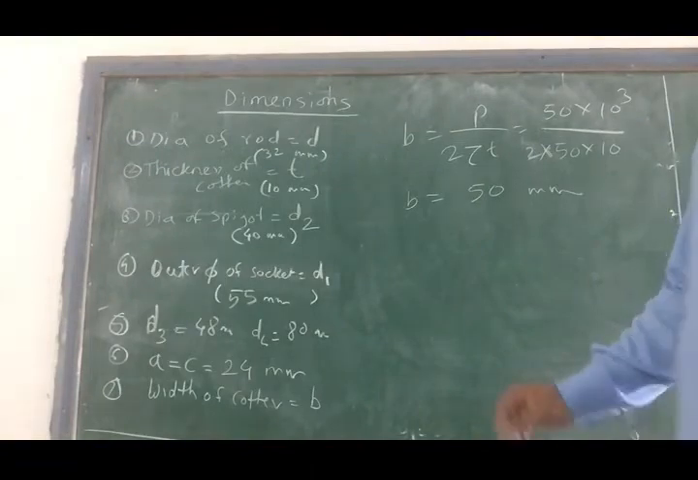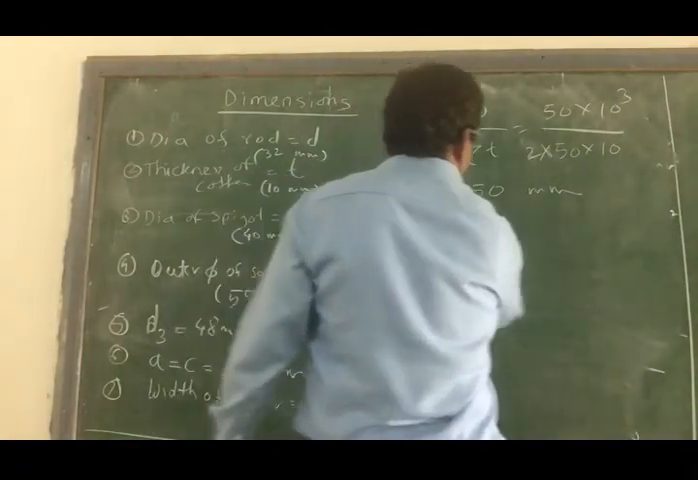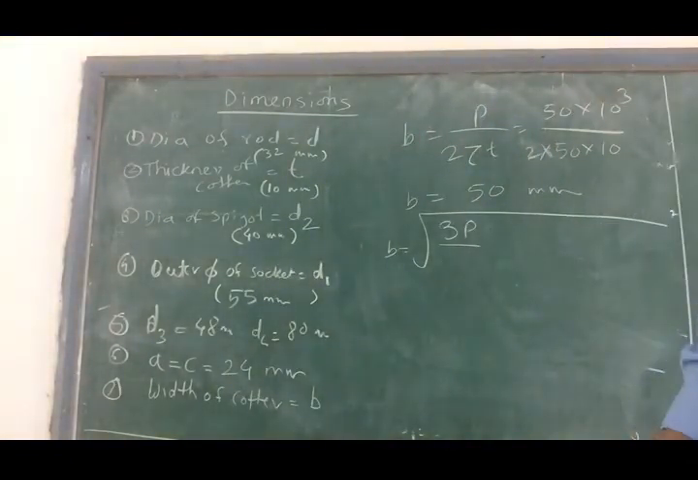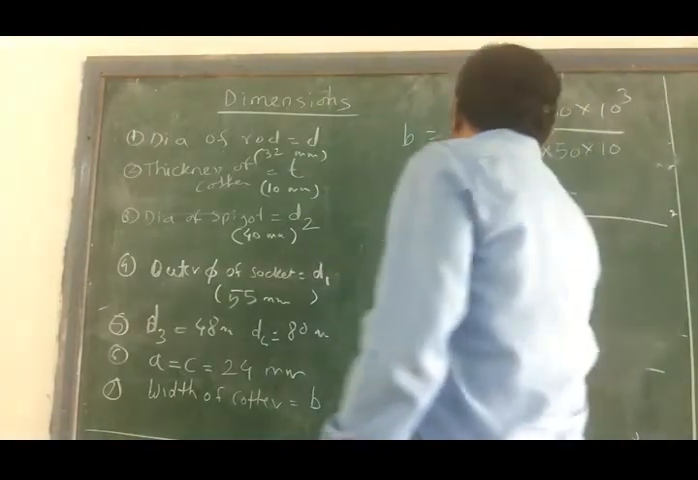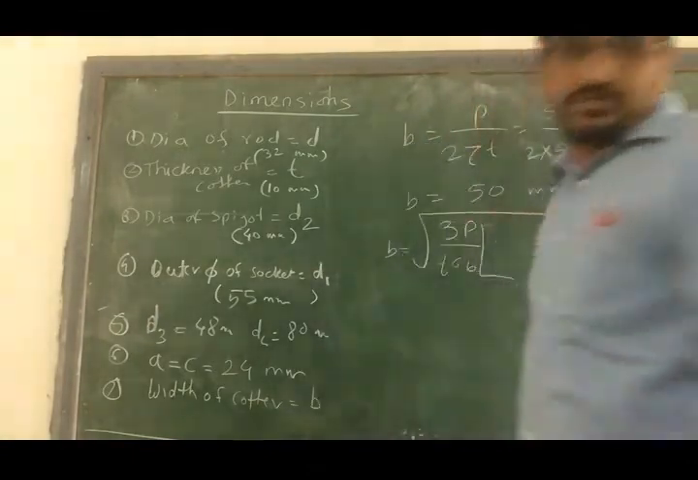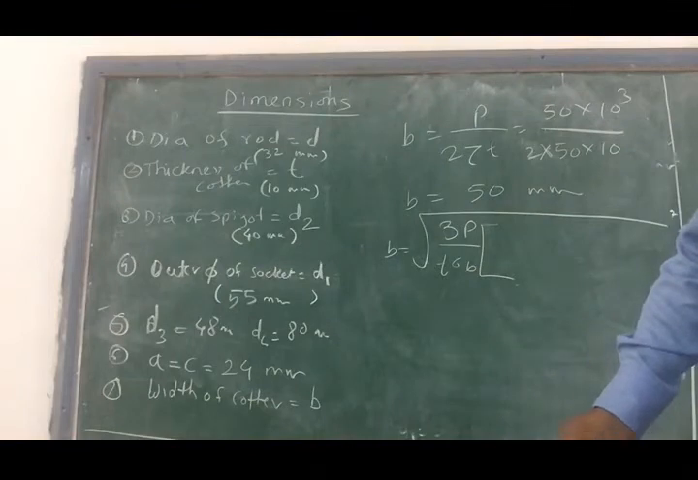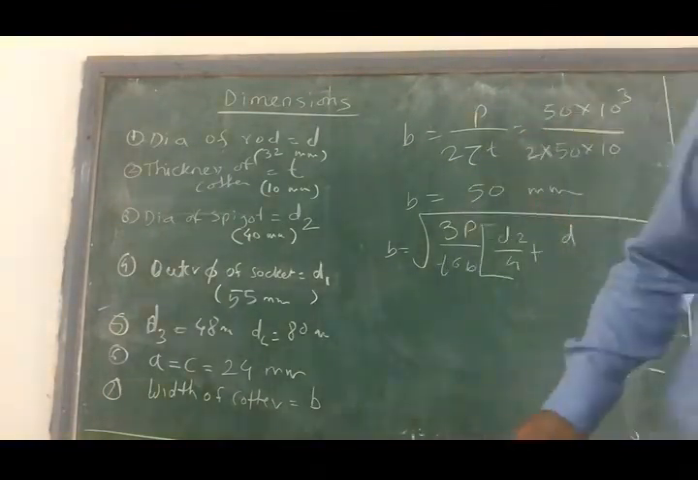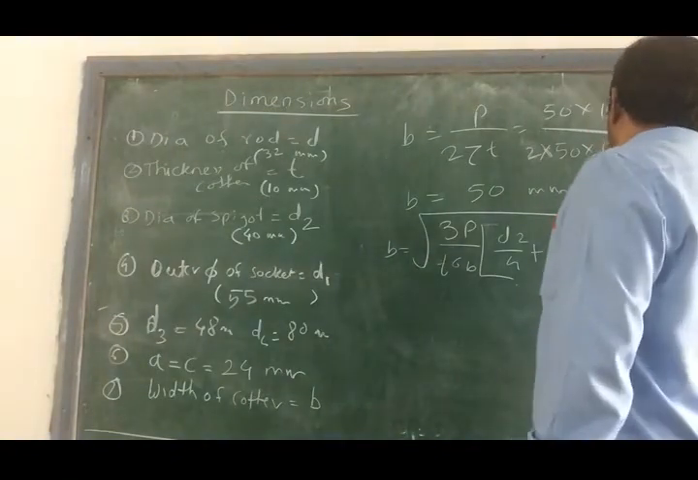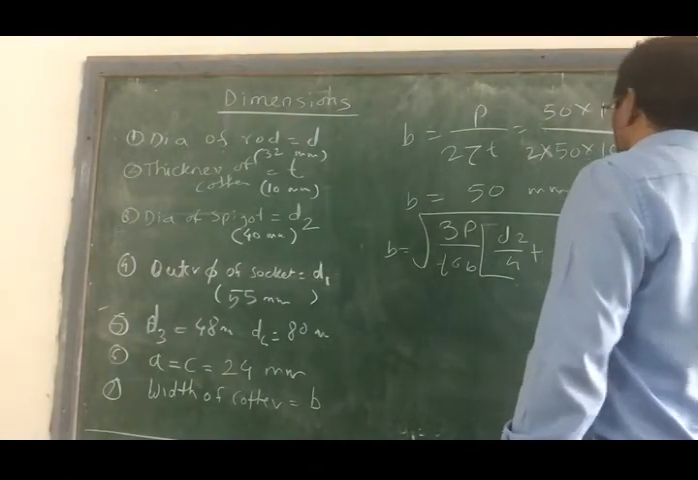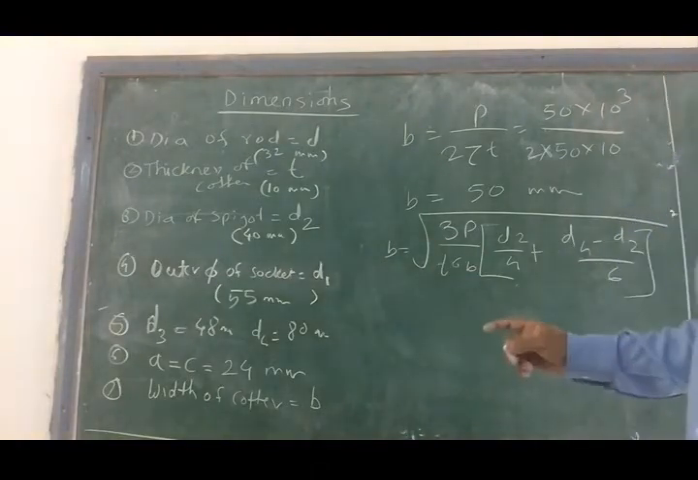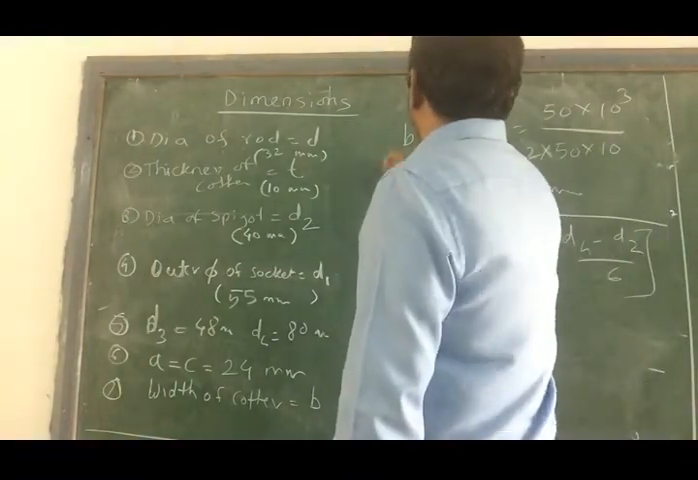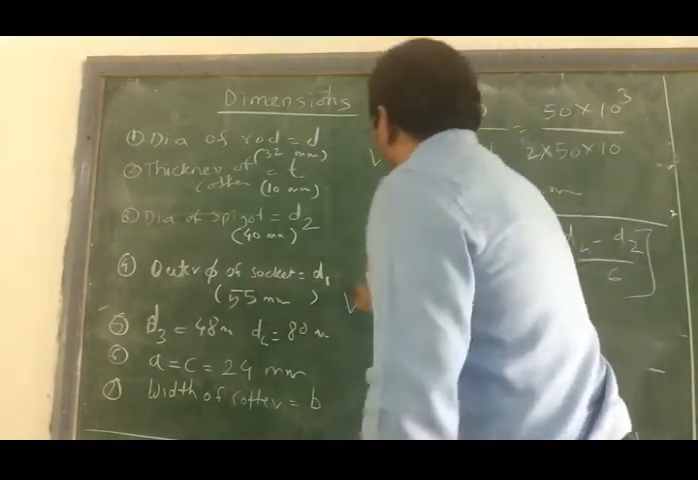B is equal to root of 3P upon T sigma b into d2 by 4 plus d4 minus d2 by 6. This is the failure by bending equation. Now how does this equation come? Take a look at my previous lecture. Now we know here we have to calculate B. This is failure because of the shear, and this is failure because of the bending.